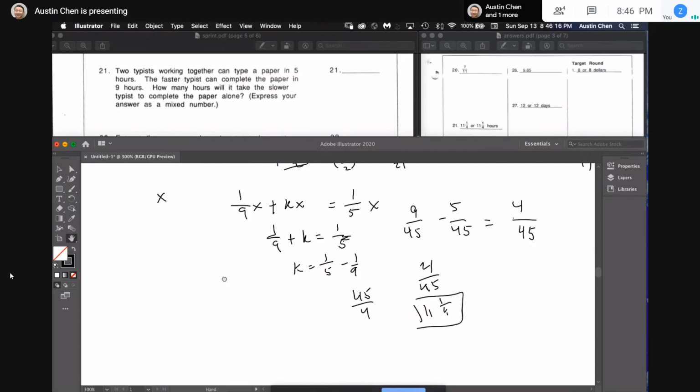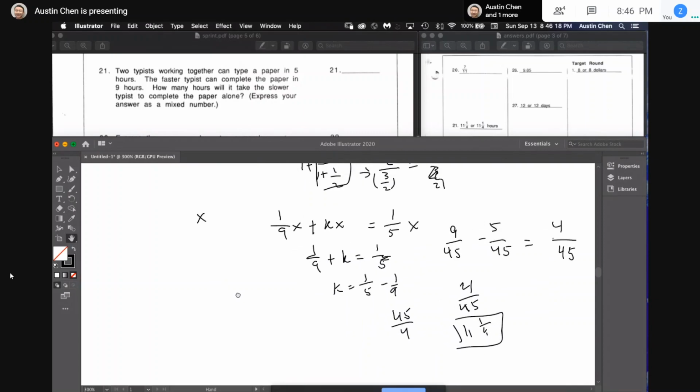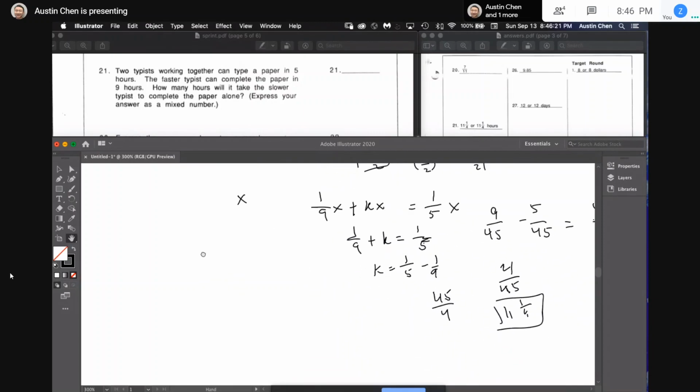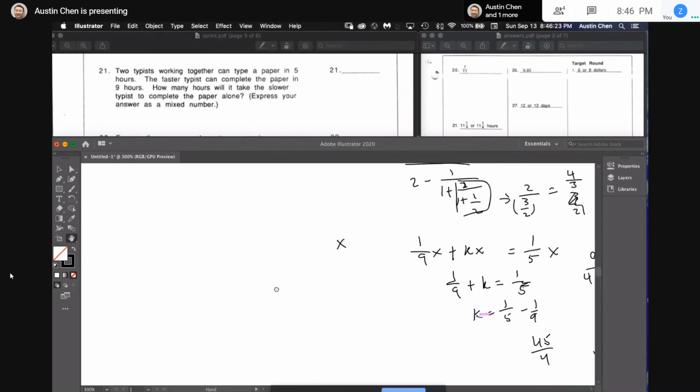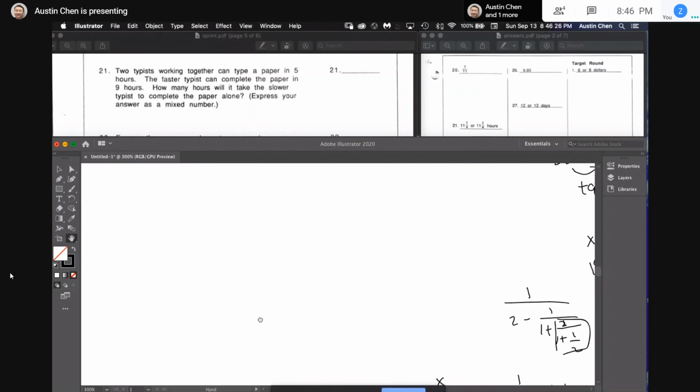Anything you want to say, Bill? Not particularly. I mean, what Austin said is basically that's probably the only way you would do this. Yeah, sure.